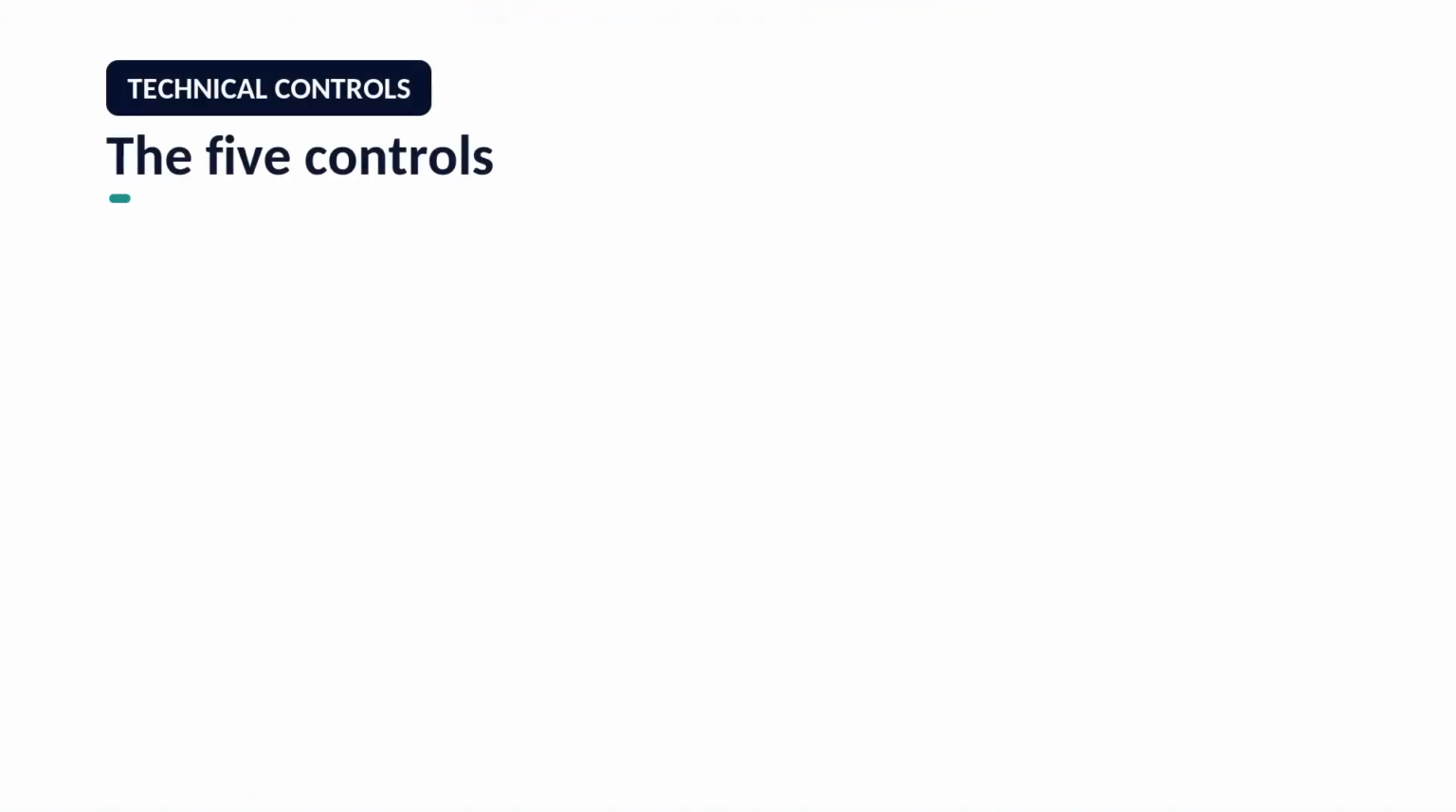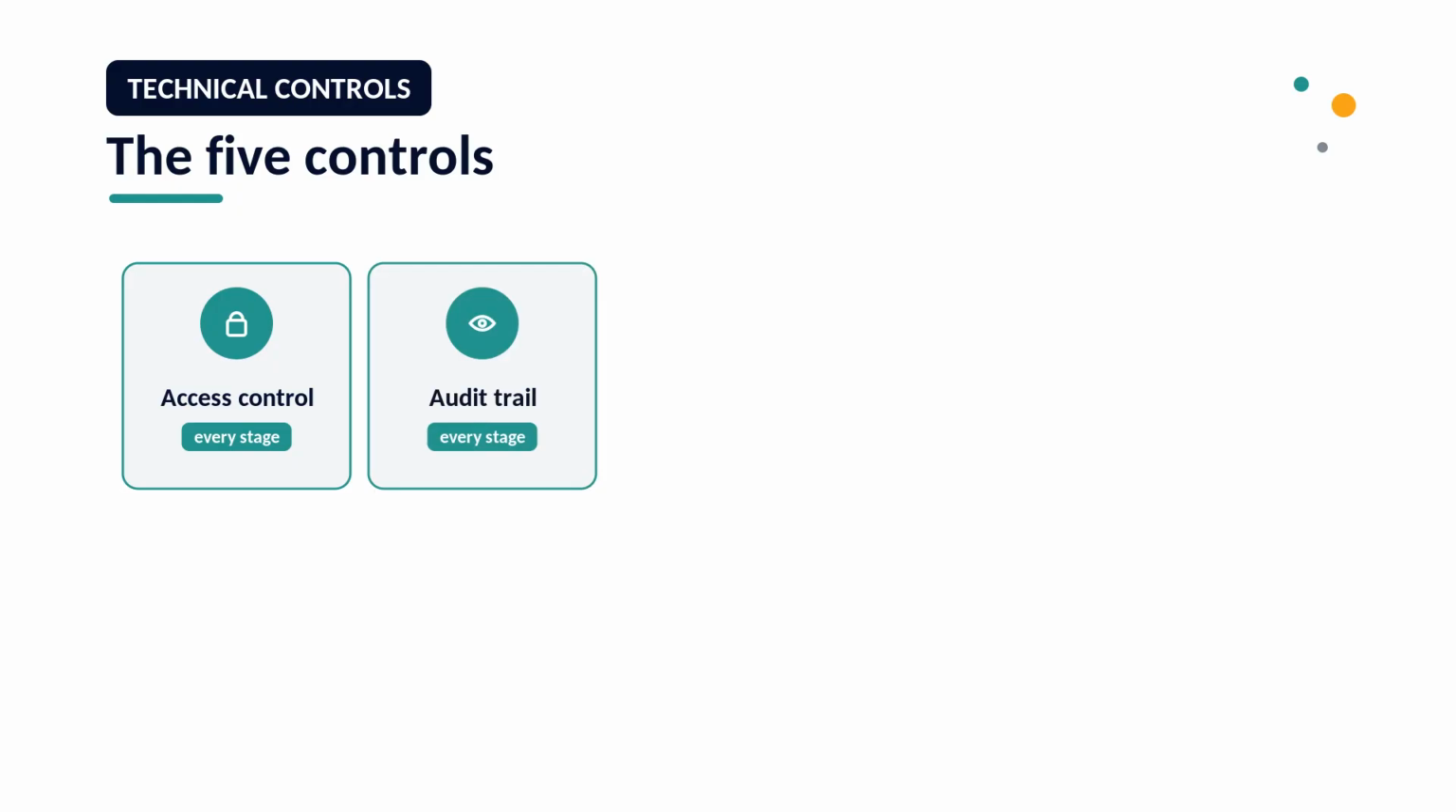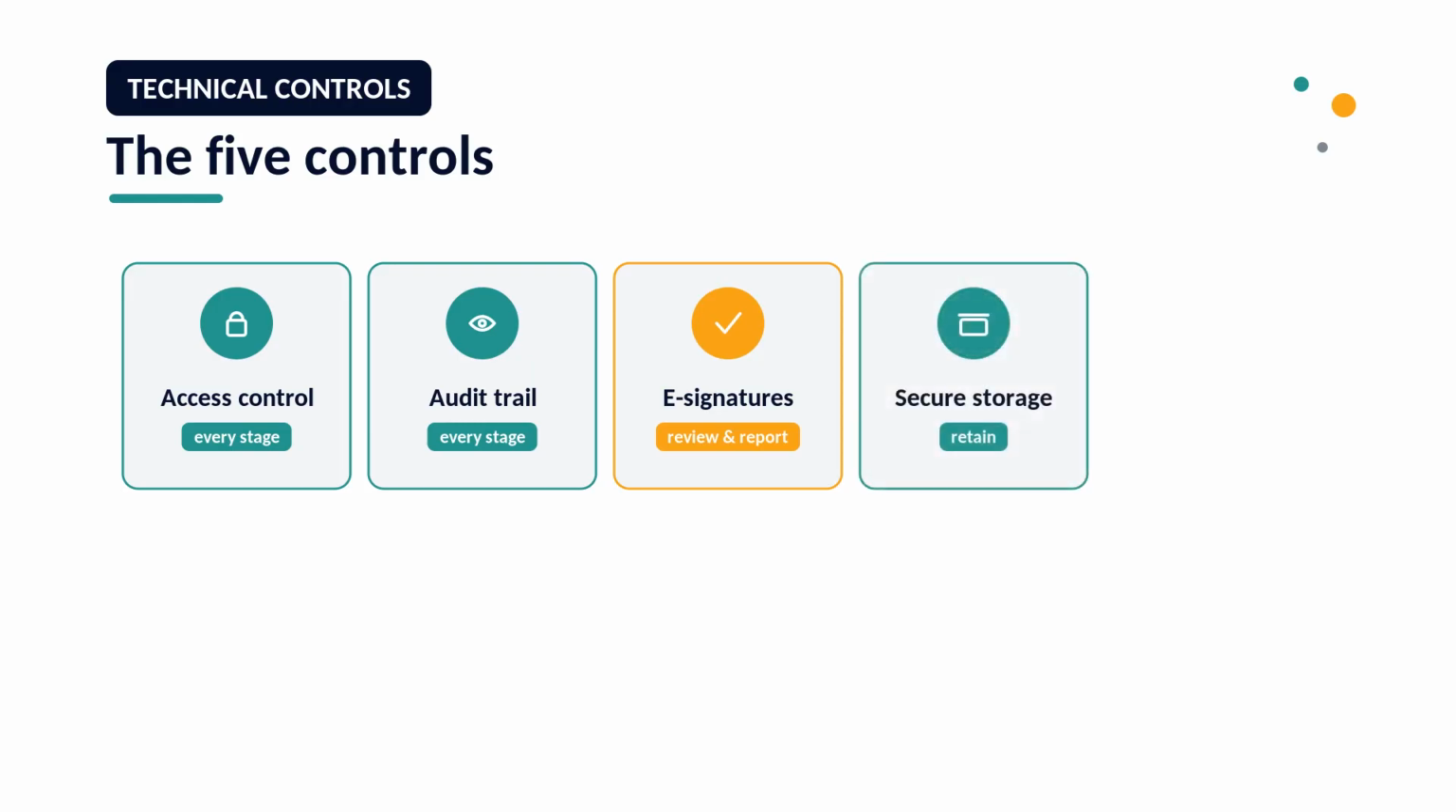In Part 1, we covered what data integrity means, Alcoa Plus, the data lifecycle, and the two families of controls. Now, we go deeper into the second family, the technical controls. These are the safeguards built into your system itself, the ones that can't be skipped on a busy day. There are 5 of them, and together they stand guard over the 6 stages of the data lifecycle.